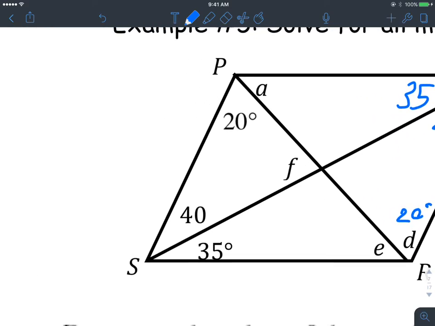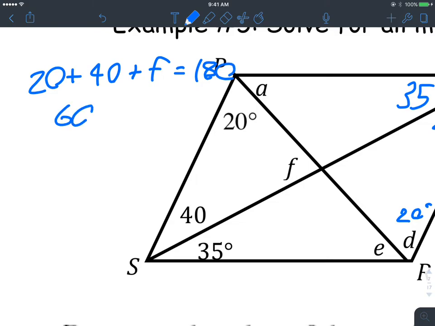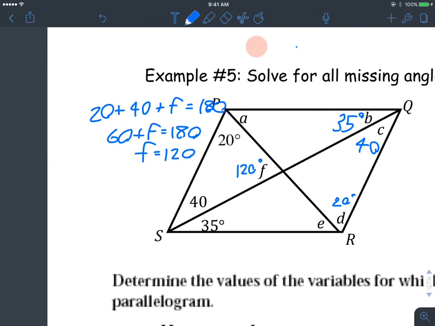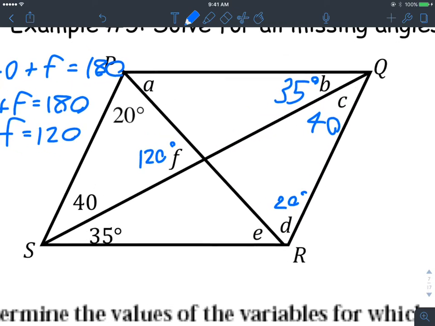So I'm going to say 20 plus 40 and then plus angle F equals 180 because it's in a triangle, right? So that's 60 altogether. 60 plus F equals 180. And then subtract, and that's F equals 120 right there. Obviously not drawn to scale. But that's 120 degrees. Therefore, you got vertical angles. This angle right here is 120 degrees.